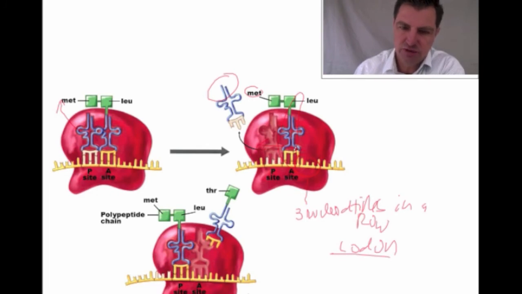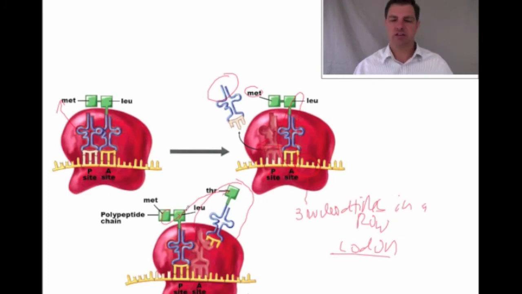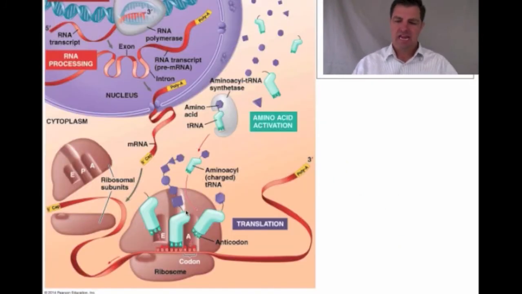So notice in this picture here, this whole thing moves down one. So that whole thing is moved down one like that. Now my E site's open again, and my next tRNA can come bind here. This then will transfer over to that, and we'll keep doing that until we're done. And that will build my protein.